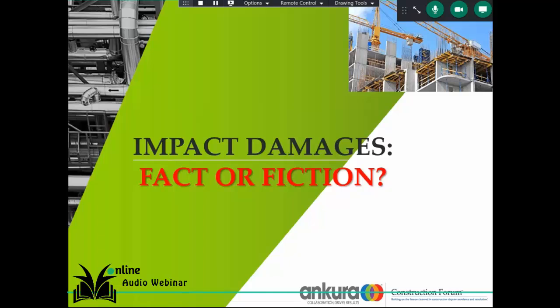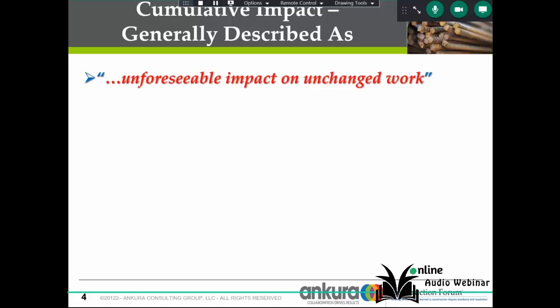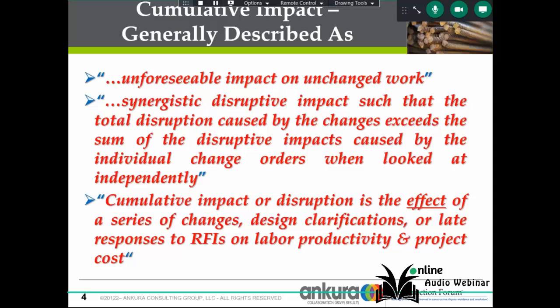Thank you, Michael, and welcome, ladies and gentlemen, to today's discussion on impact damages in construction claims, both fact and fiction. Introduction to the topic. First, we're going to talk about some terms here. Cumulative impact is a frequently used term thrown around a lot on project sites. Cumulative impact or disruption is the effect of a series of changes, design clarifications, or late responses to RFIs on labor productivity and project cost.